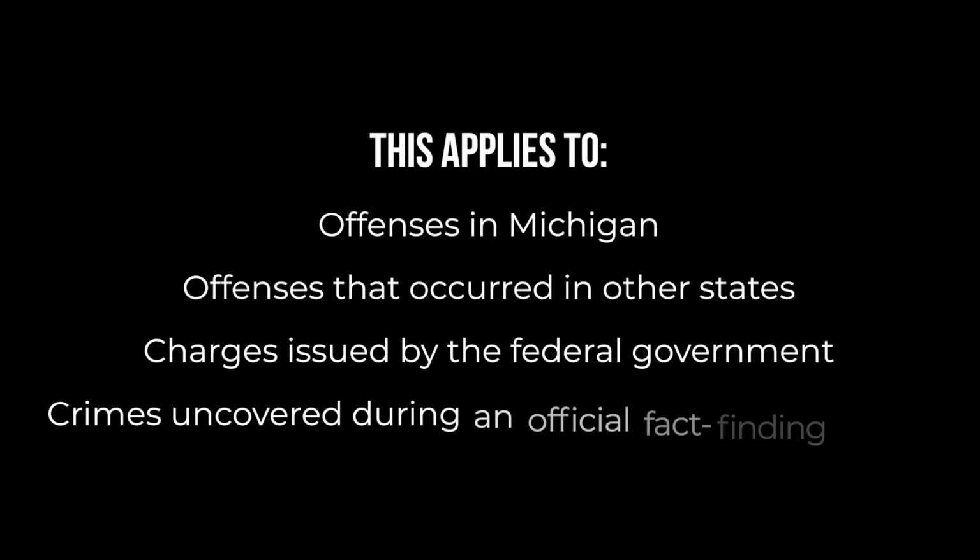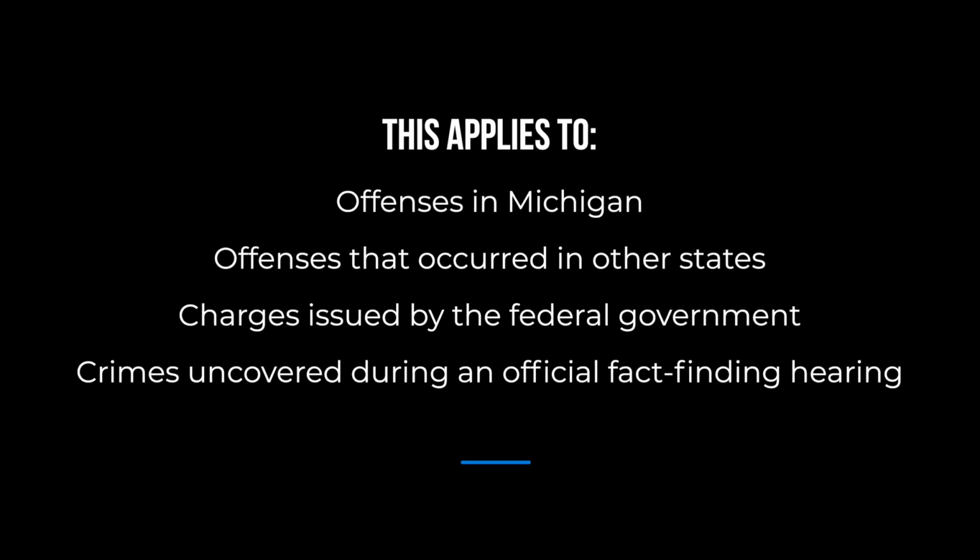This applies to offenses in Michigan, offenses that occurred in other states, charges issued by the federal government, and crimes uncovered during an official fact-finding hearing. Offending parents are still subject to financial aid support orders. When a parent victimizes their child, they forfeit the same rights for other children in the marriage.